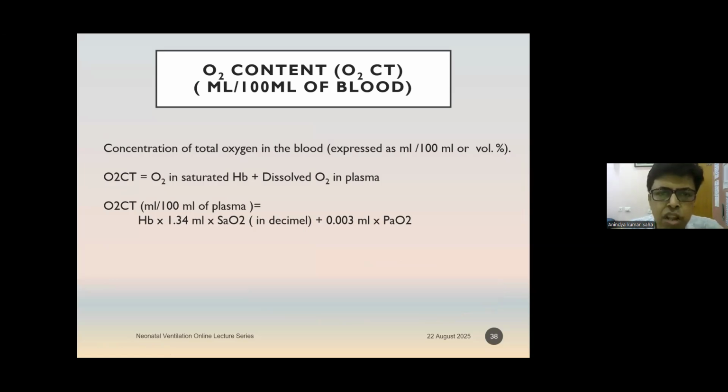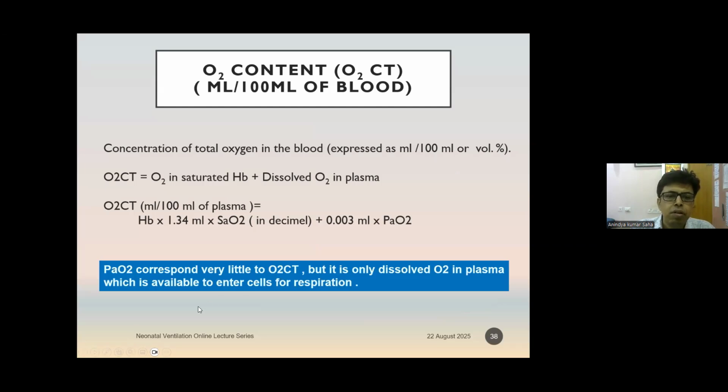Another method is total oxygen content. Already it has been discussed. It is hemoglobin into 1.34 ml into saturation in decimal plus 0.003 into partial pressure of oxygen, and it is expressed as volume percent, per ml per 100 ml of blood or plasma. So the partial pressure of oxygen contributes a very little amount to the total oxygen, but it is only the dissolved oxygen in the plasma which is available to enter the cell for respiration. So that's why partial pressure of oxygen is very important to know.